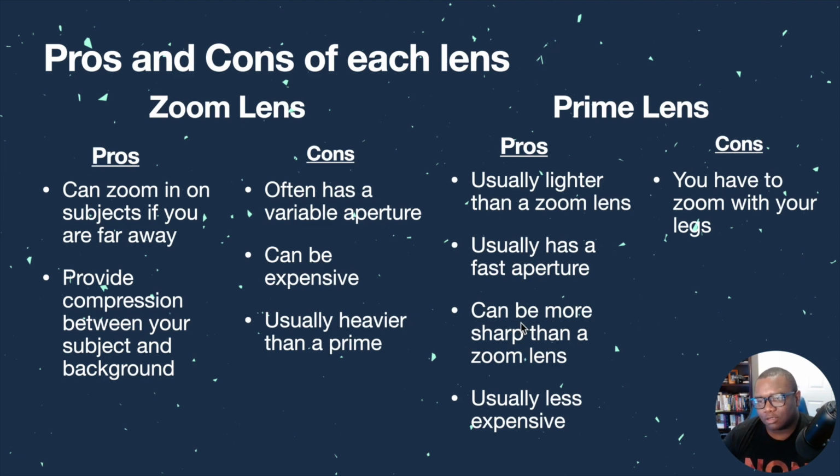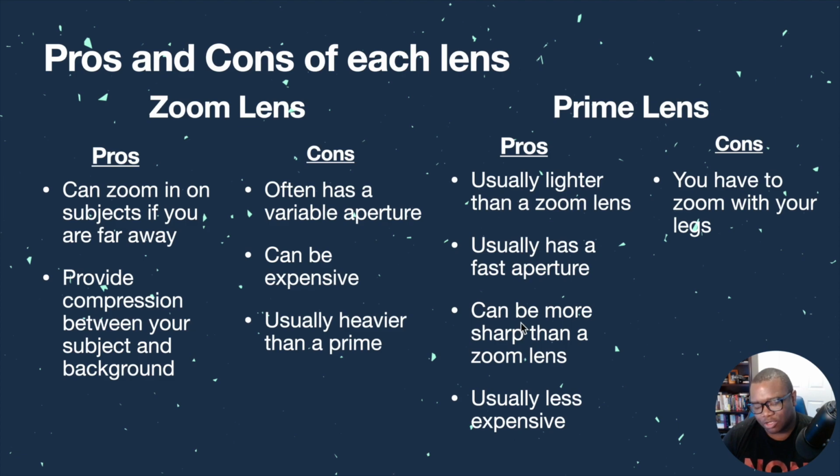Now, here's the con. Again, you have to zoom with your legs, so you can't just stay in one place. But looking at it on paper, at least with what I brought to you, it sounds like the prime lens is the best way to go because it just works the best, and there's less cons. And that could be true if the job that you are trying to accomplish, the prime lens fits. Like, the prime lens goes out of the window if you instantly cannot move with your legs, right?